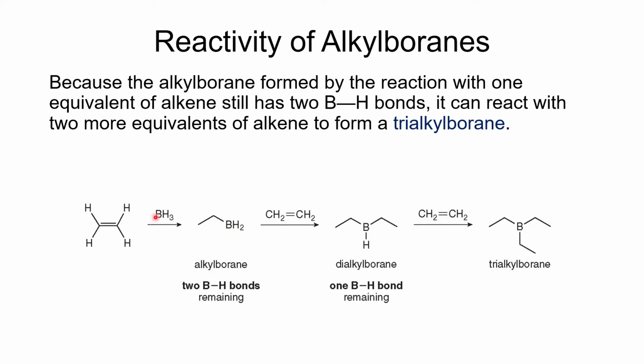So, since it's a little bit more reactive, it can in turn add to another alkene, and we'll get what's called a dialkyl borane. Well, it turns out that dialkyl borane is even more reactive than the borane that we started with. And so it can add again, and we can get what's called a trialkyl borane. And you may be wondering, where does it stop? Well, this is where it stops.